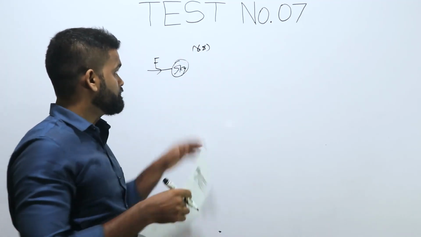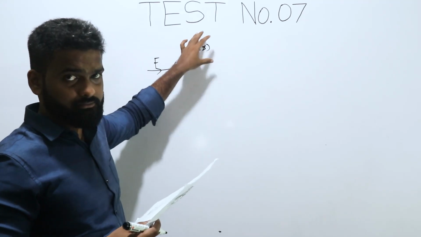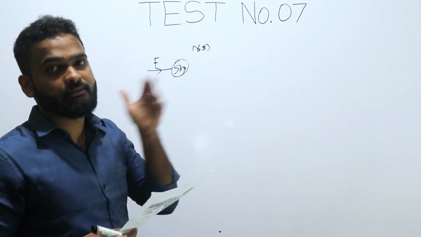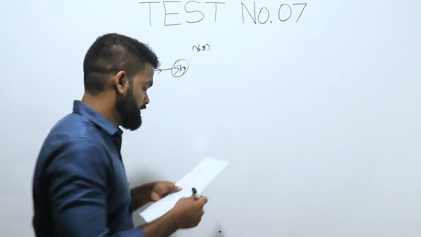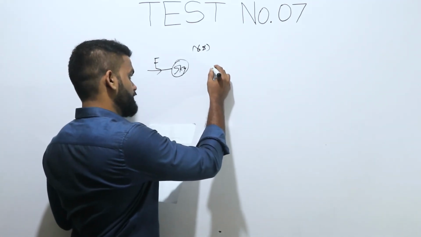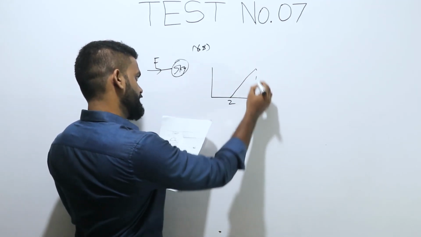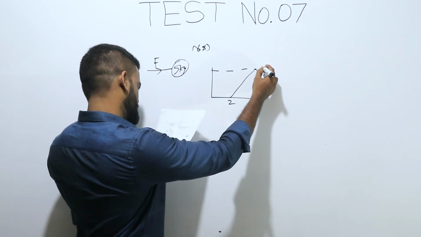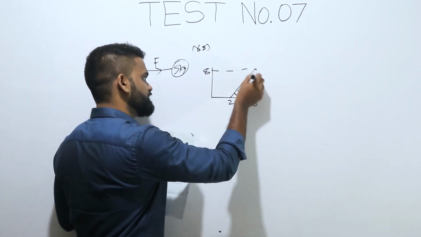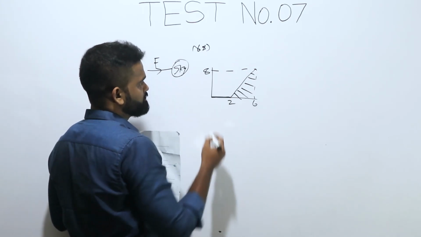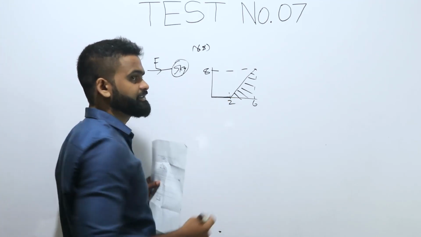So the variation of F within 6 seconds is given. The momentum gained by this object should be equal to the area of this graph, since that is an F-t graph. So the value is 2, 6, then this value is 8. This is just a triangle. There's no momentum here, because initially for 2 seconds the force is 0.